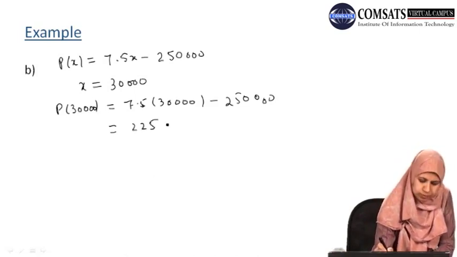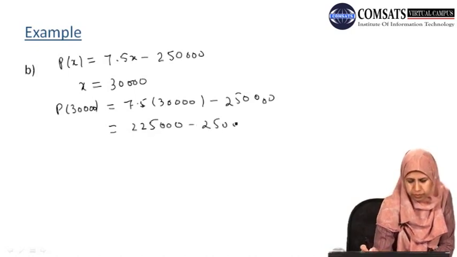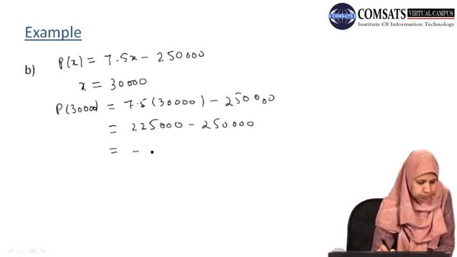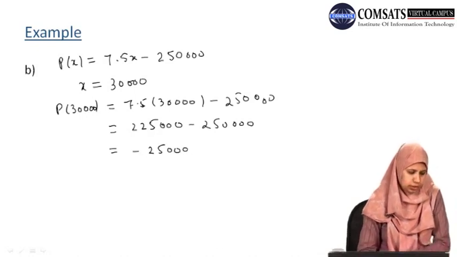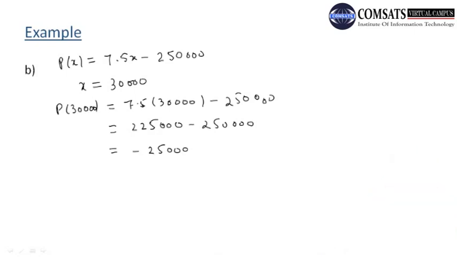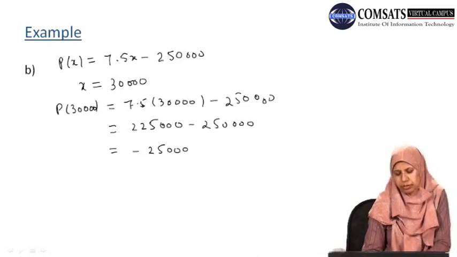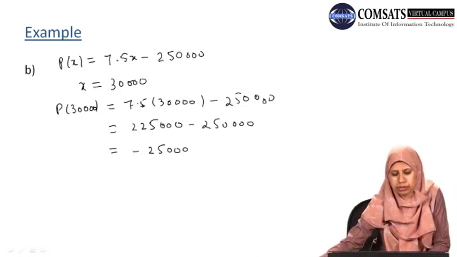Simplifying, we obtain this, and further we obtain minus 25,000. So this tells us that if the smoke detectors produced or sold are 30,000, the company will have a loss of 25,000.